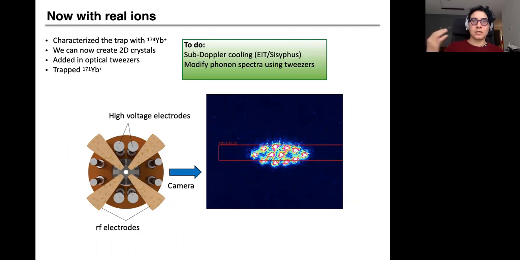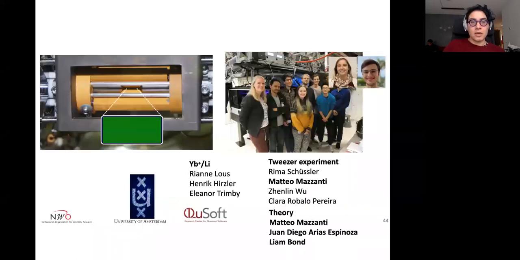That means the population of the motional modes that we want to use will be close to the ground state. We also want to try modifying the phonon spectra using the tweezers and try to make the gate. So thank you for listening.